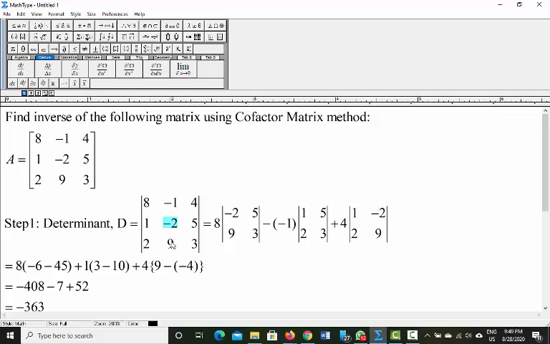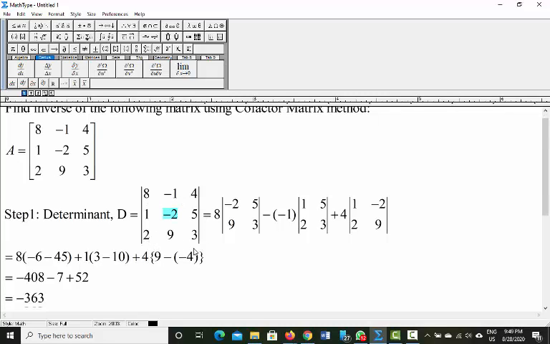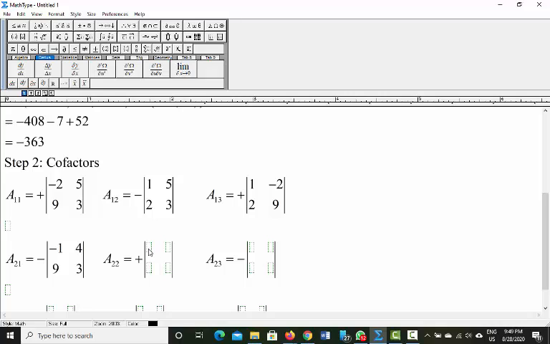We will ignore this row and this column, so we will be left with 8, 4, 2, 3.